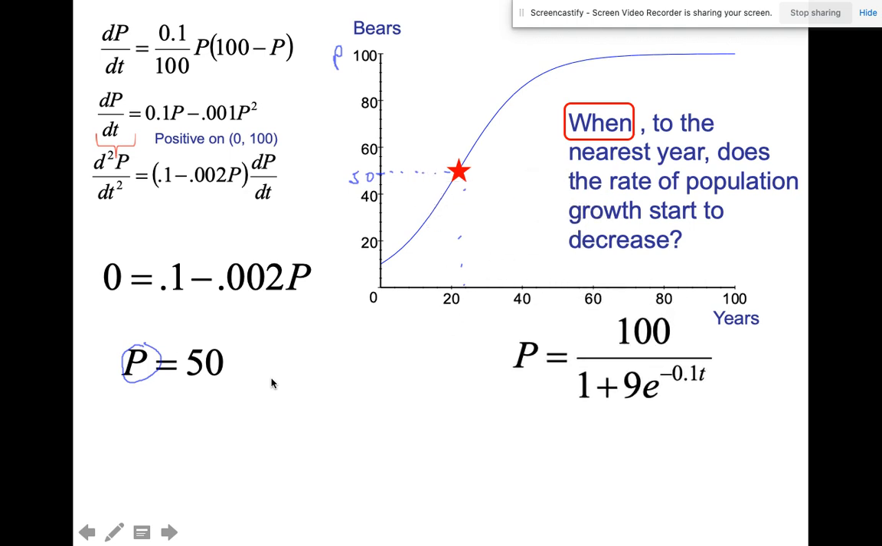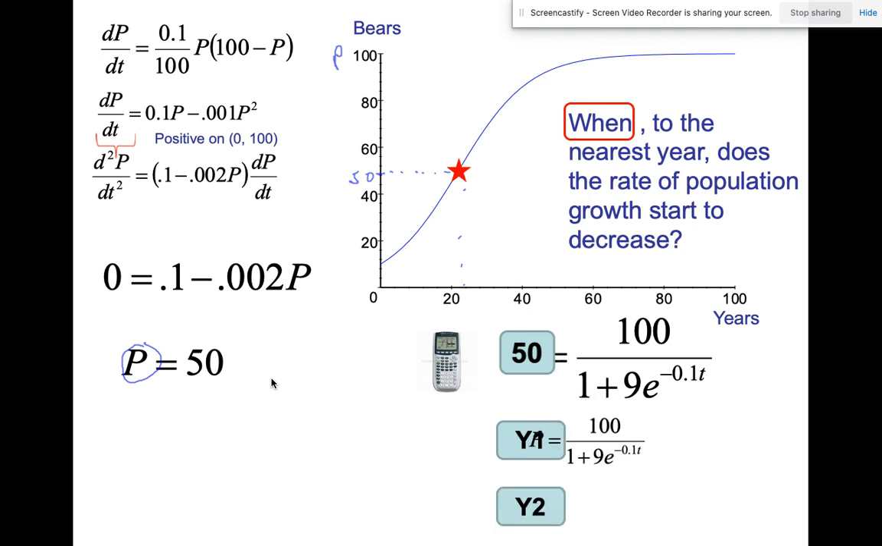So I got my calculator. Again, I showed that I put 50 equal to p of t, but on my calculator I used the intersect function. Right? And we already did that. We got 22 point something years.